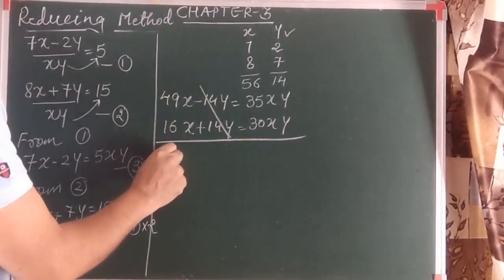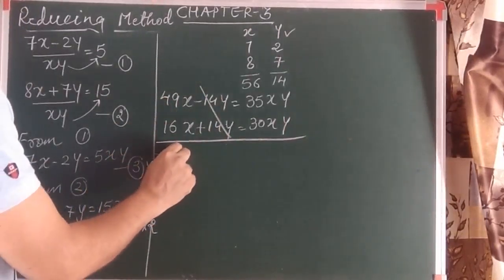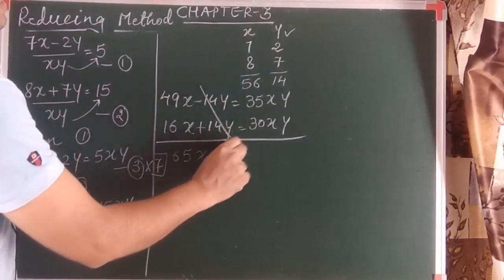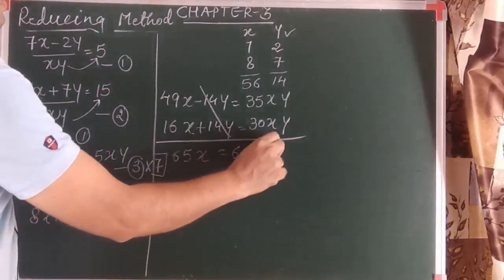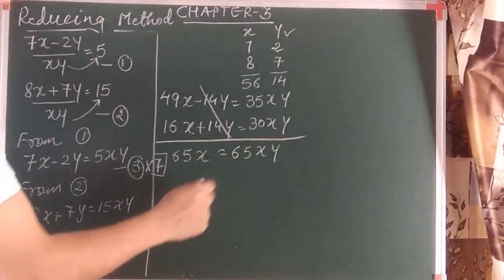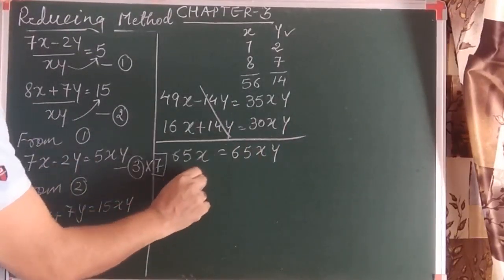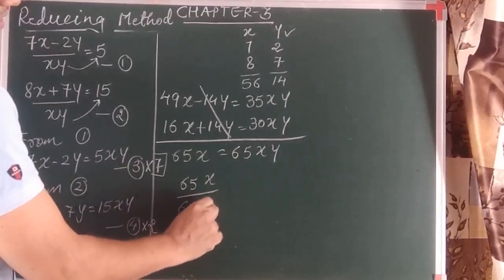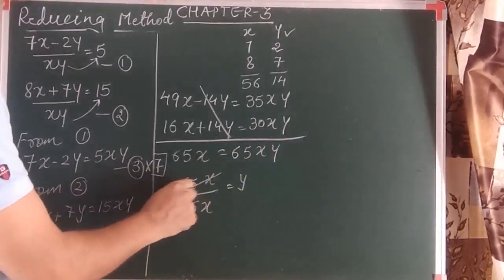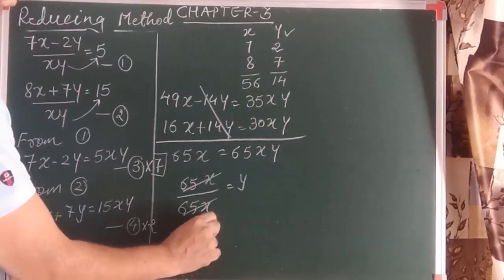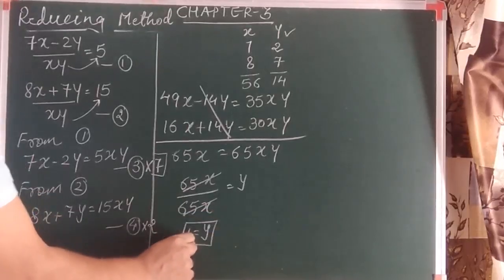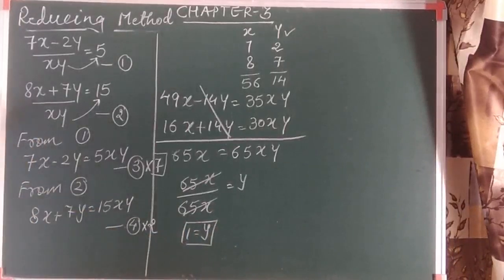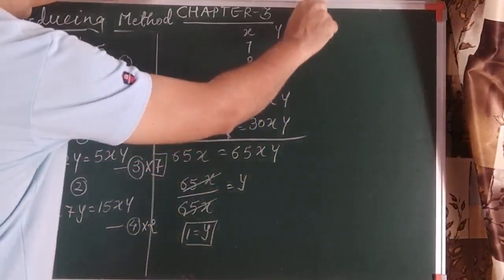49 plus 16, so that is 65x. And this is also 65xy. What I'll do here, I'll take 65x to the left hand side. So now you observe that the value of y we obtain. So this becomes quite easy. This value of y we can substitute in third or fourth. Let's substitute in the fourth equation.